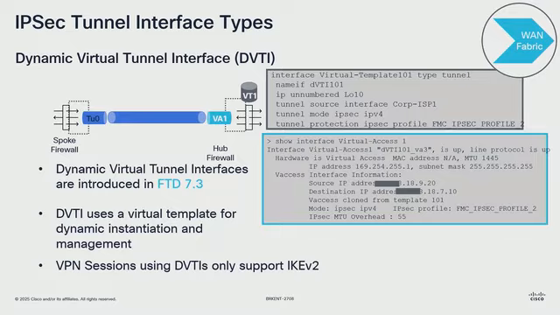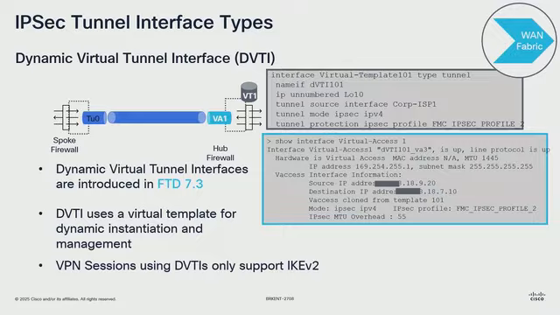So the whole point of dynamic VTI is, think I have 100 sites, and they're all connecting to a hub. If I used those static tunnels, on my hub, I would have to configure how many tunnels on the hub? 100, right? 100 sucks. That's time consuming. With DVTI, I only configure 1. I configure what's called a template, a virtual template.